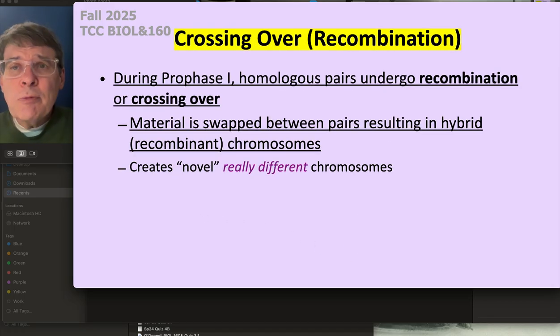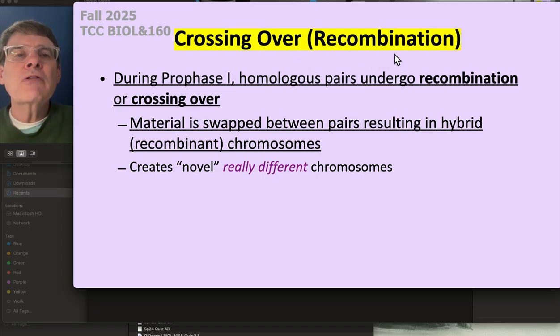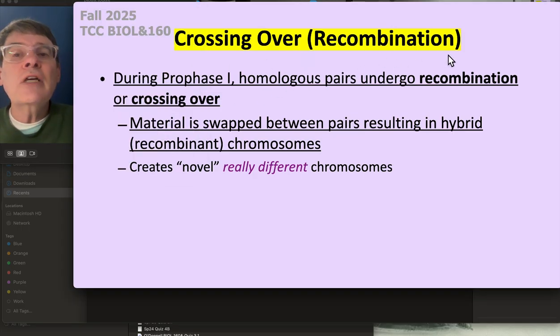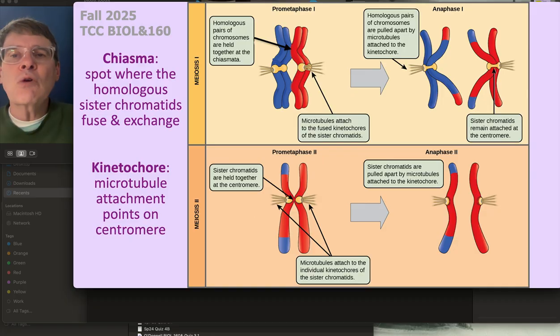A really phenomenally complicated and amazing process occurs that creates great variability called crossing over. It's also known as recombination. It's the same thing. You'll see in the subsequent slide this crossing over is actually a good name. But it creates this rearrangement of genes, DNA sequence, and resulting genetics through this process makes really different chromosomes.